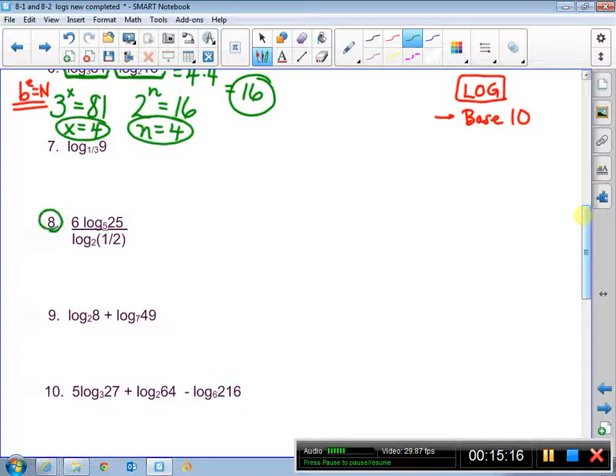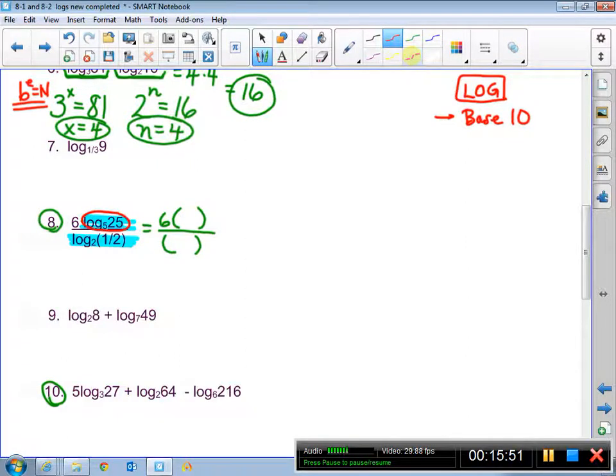Number 8 looks good. And number 10. So this one I'm going to have 6 times the value of this logarithm. So I have this logarithm to evaluate. And on the bottom, I have this logarithm to evaluate. And I will multiply by 6. So I have 6 times something over something. Let's go figure those 2 out.